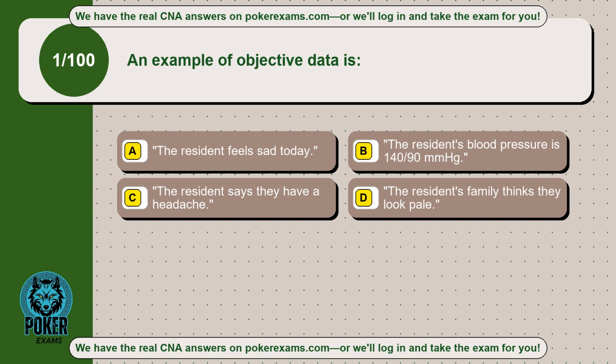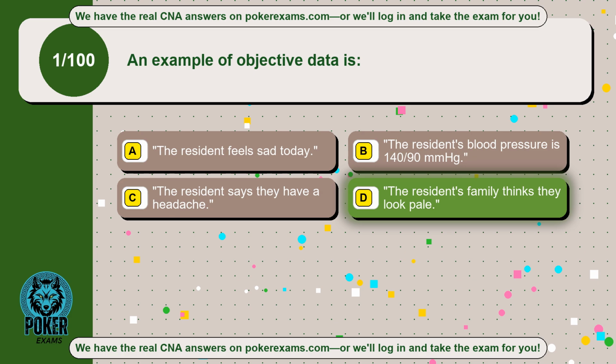Question 1. An example of objective data is: Option A, the resident feels sad today. Option B, the resident's blood pressure is 140/90 mmHg. Option C, the resident says they have a headache. Option D, the resident's family thinks they look pale. The correct answer is option D.